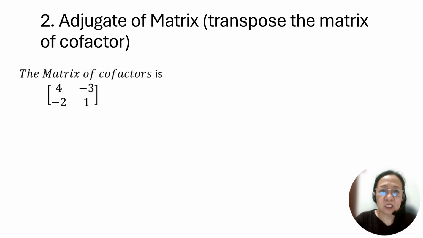Now we have to proceed to the next step, which is the adjugate of the matrix. This is the transpose of the matrix of the cofactors. In the previous slide, we obtained the matrix of the cofactors, which is 4, negative 3, negative 2, 1. So our adjugate now is its transpose. The numbers in the first row, 4, negative 3, are now written in the first column. And the second row, negative 2, 1, is written into the second column. This is now our adjoint matrix.